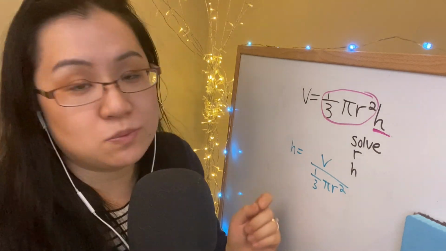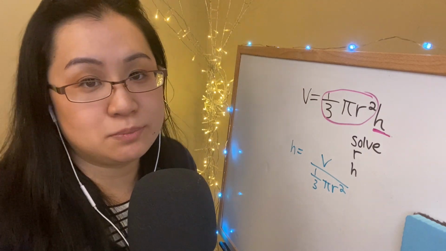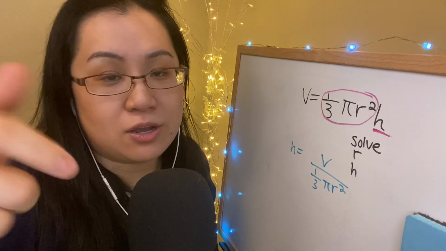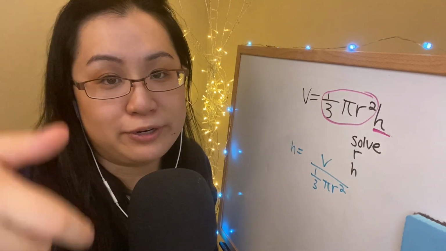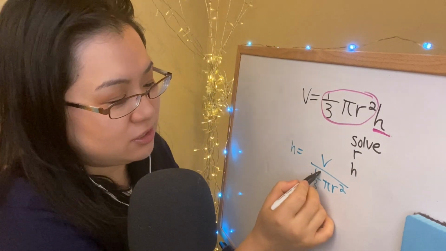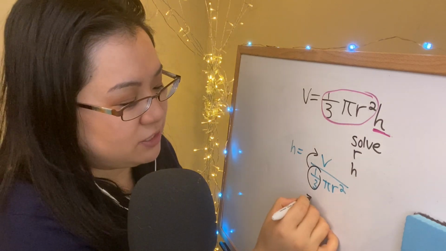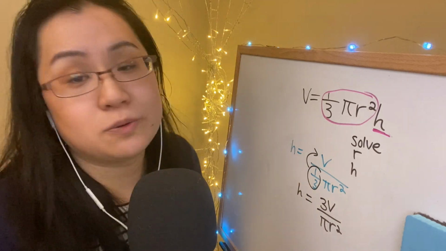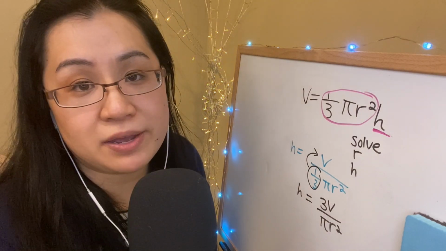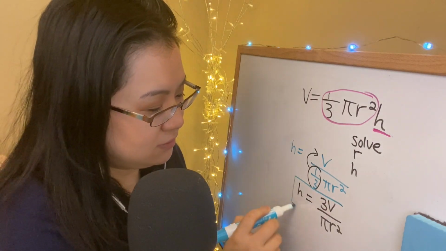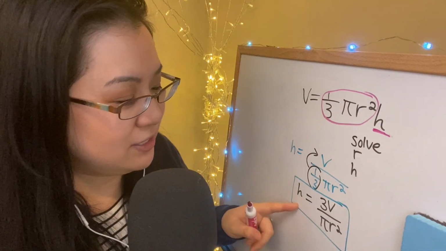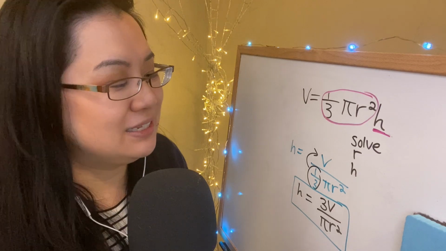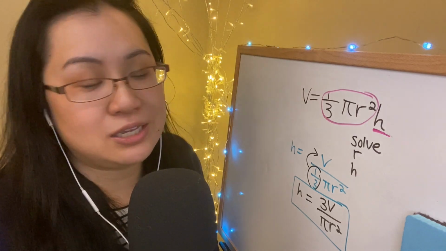And then when I divide by 1/3, it's the same as multiplying by the reciprocal. That's when you divide by a fraction. It's the same as multiplying by flip-flopping the top and the bottom. So the reciprocal of 1/3 is 3/1, which is 3. So this actually ends up going up here. So you get 3v over pi r squared. So h is going to be 3v divided by pi r squared. That's it. So we have h in terms of the others, v and r. That's great. So we did the h one. Now how about the r?